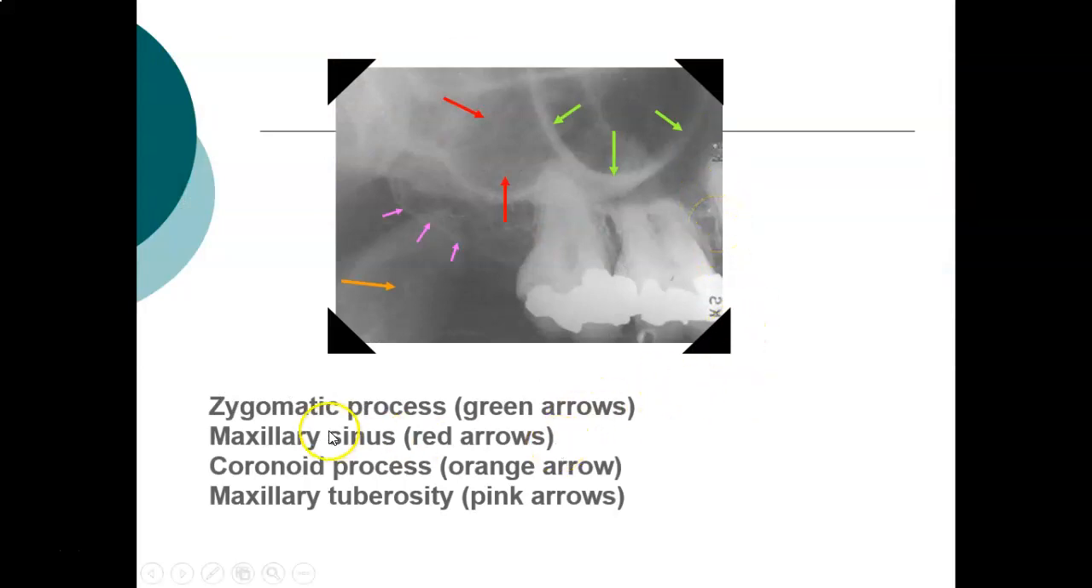Okay, so the zygomatic process is where it thins here. The maxillary sinus is up through here. It kind of comes along the whole way here. The coronoid process, this comes in quite a bit. I don't know if there's some distortion there. And then the maxillary tuberosity is the tissue back behind the last molar.